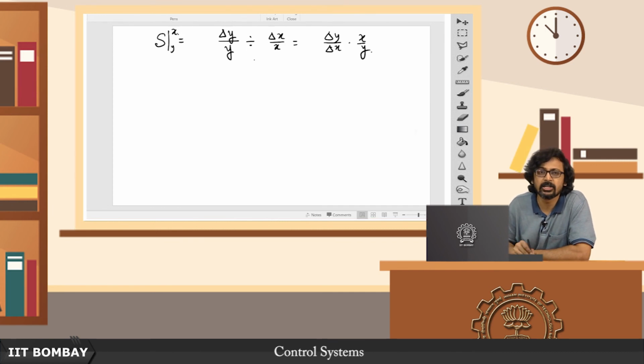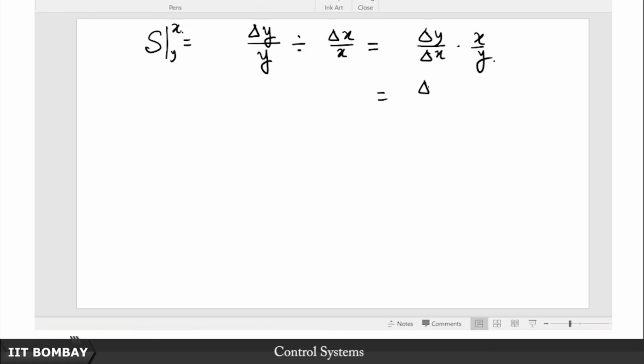Okay, this is a general definition of sensitivity, just recalling what we've already seen earlier. So this is going to be nothing but delta f of delta x times x upon f, right. So this is the sensitivity. So of course this y is equal to nothing but f.